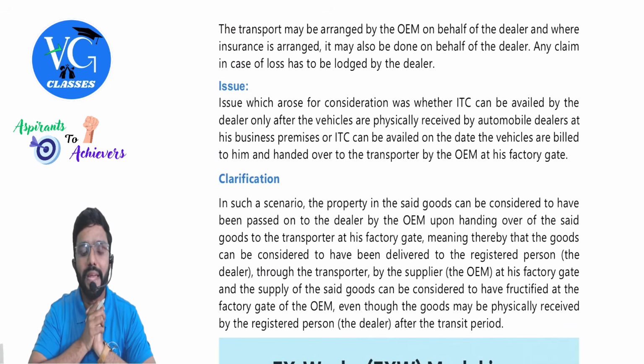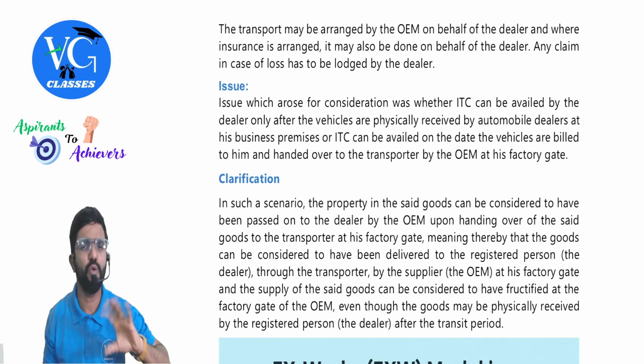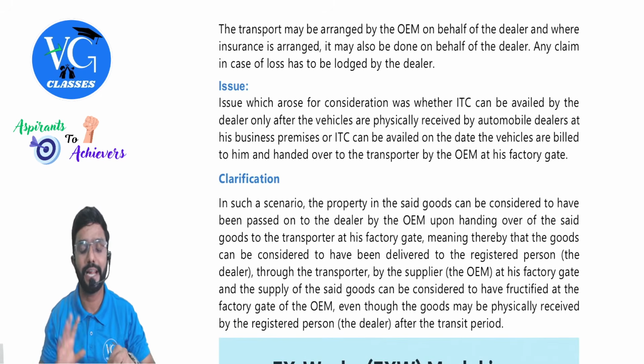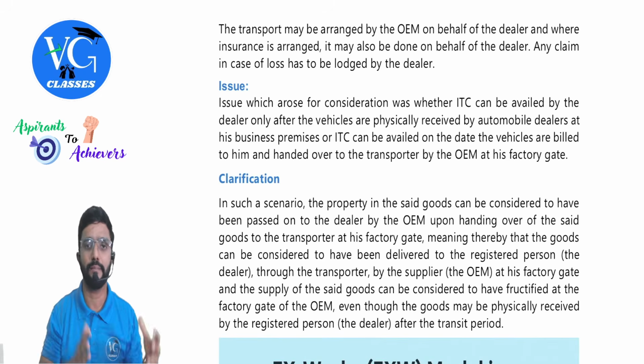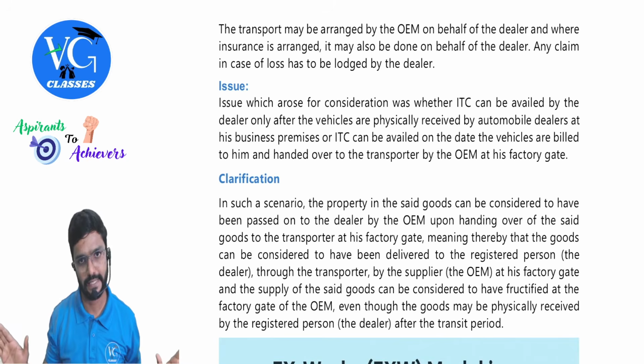The transport may be arranged by the OEM on behalf of the dealer, and where insurance is arranged, it may also be done on behalf of the dealer. Any claim in case of loss has to be lodged by the dealer, whoever is arranging for the transportation, whether it is the recipient or supplier. Once the supplier hands over the goods to the transporter, his responsibility will end, guys.